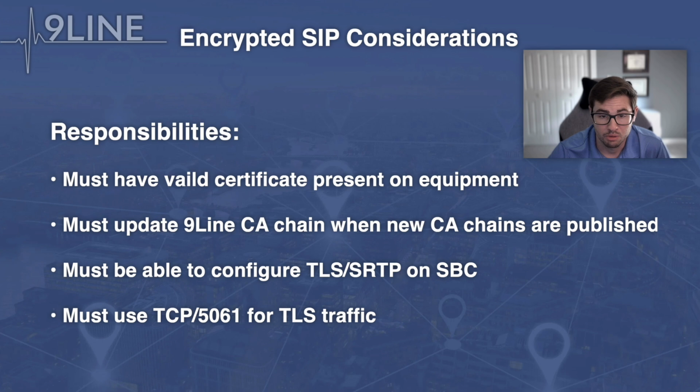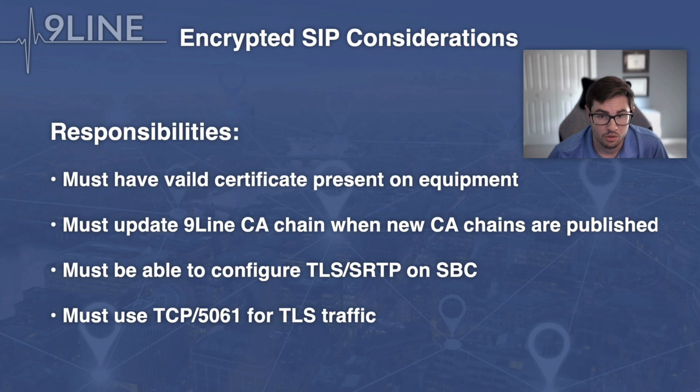So for some encrypted SIP considerations, Nyline supports encrypted SIP using TLS/SRTP. Nyline supports TLS 1.2 for SIP signaling encryption. Earlier versions, which might be 1.1 or 1.0, are not supported. So as far as your responsibilities go, you must have a valid certificate present on your equipment. Our list of approved CAs can be found in our support portal. And that includes self-signed certificates will not work as they are not issued by a CA.